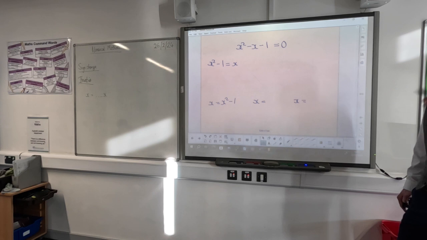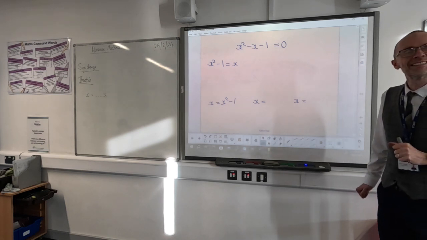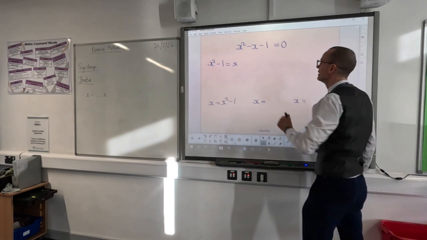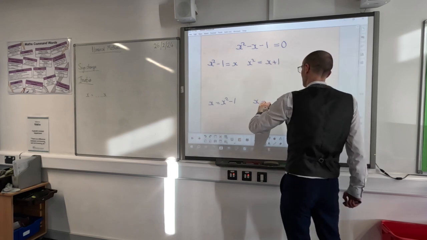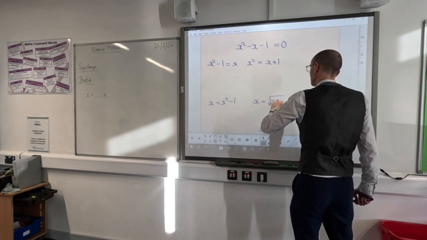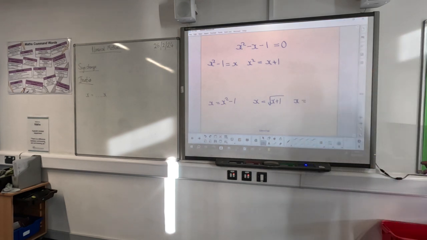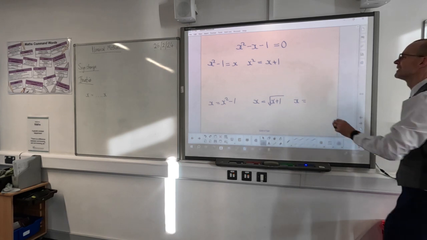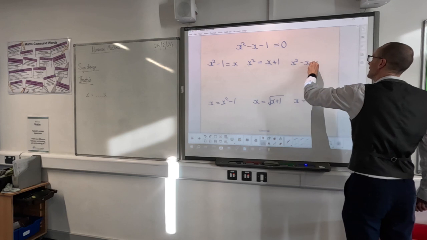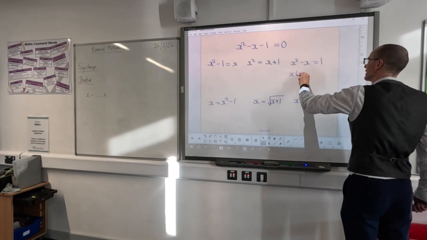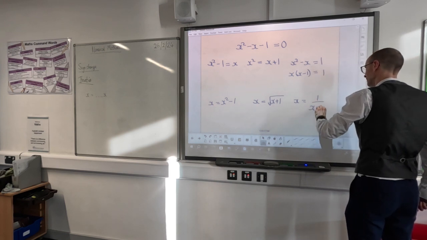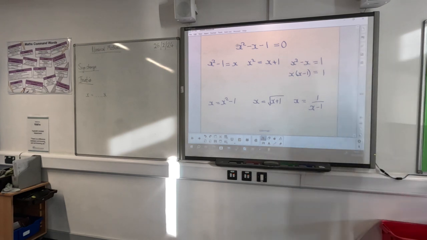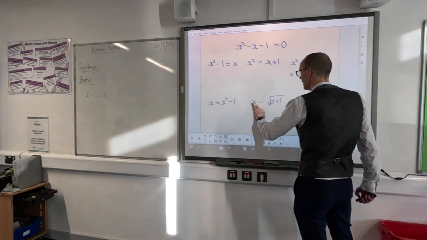Max, you've got an alternative way? You add x and add 1, and then square root that. Okay, good stuff. What you got then, Sean? Add 1, factor out the x, and then divide by x minus 1. Yeah, so this grates on me a bit because it breaks the rule, but yeah. So those are three ways that we can rearrange that equation.